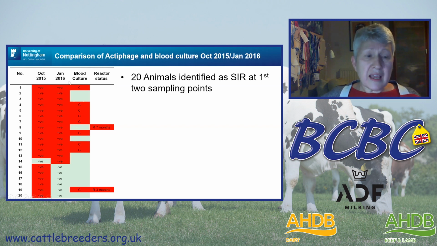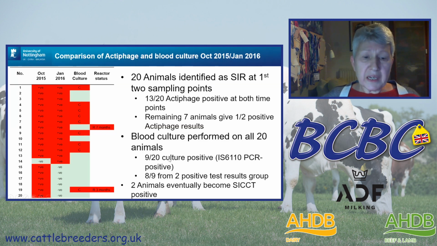Now, on this second set, we also carried out attempted blood culture. It's not easy to do, but we were successful. And we can see that of the blood culture, 9 out of the 20 animals gave us a positive result. And really interestingly, remembering that I need lots of cells to be able to get this culture to work, most of them, I think 8 out of 9, came from the set where we had a positive blood result twice. So we knew we had the highest level of bacteria. And 2 of the animals in this group eventually became reactors. So it's all showing us that these really are genuine results.